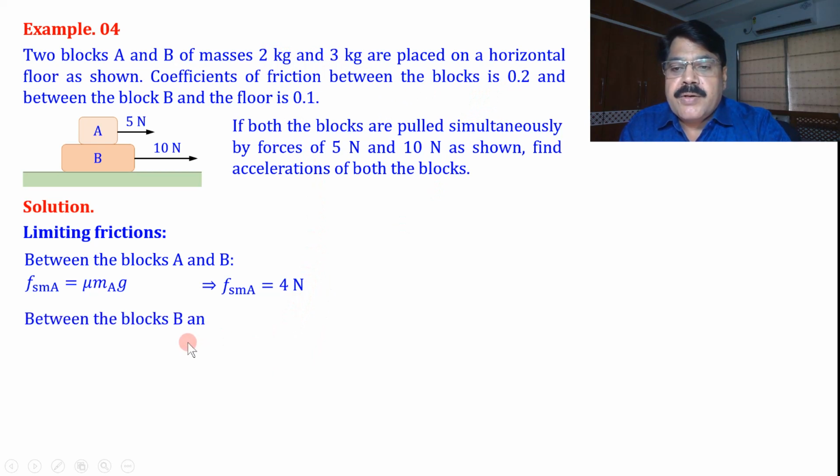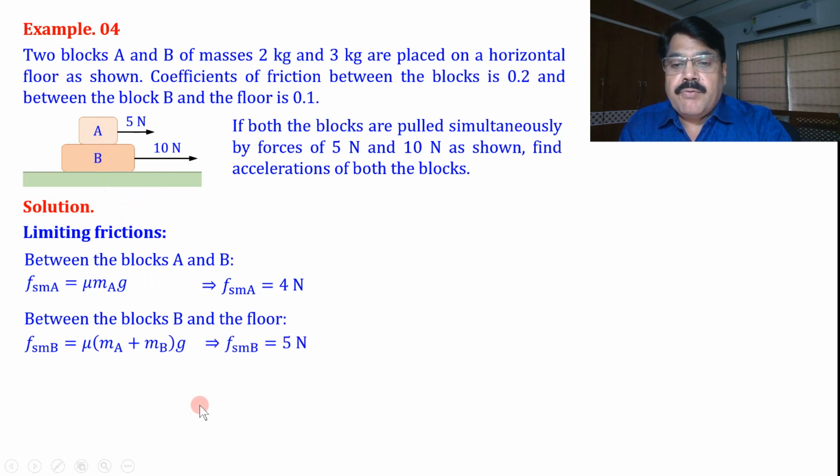Between the block B and the floor, we designate by FSMB because it is under the block B. So FSMB is equal to mu into (mA plus mB) into g, because here the normal force will be equal to the weights of both the blocks. So FSMB will be equal to what? 5 Newton. You can verify by putting the values. How? 0.1 into (2 plus 3) into 10, it will be 5 Newton.